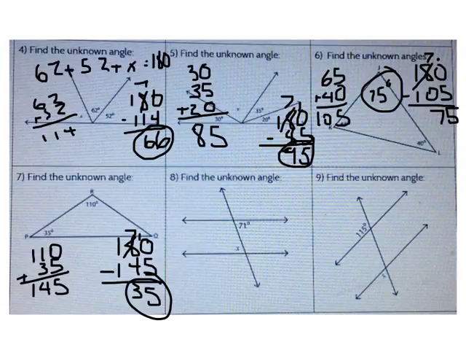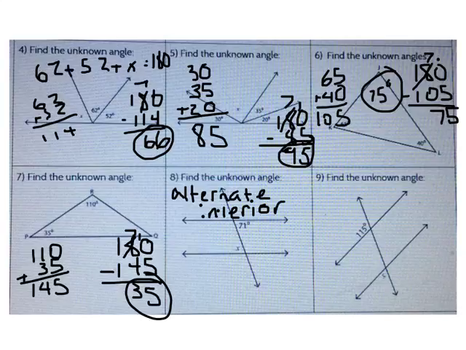Now let's look at number 8. Find the unknown angle. What's the relationship between 71 degrees and x? They are alternate interior angles, which means that they are congruent, or the same. So what's the value of x? It's 71 degrees.